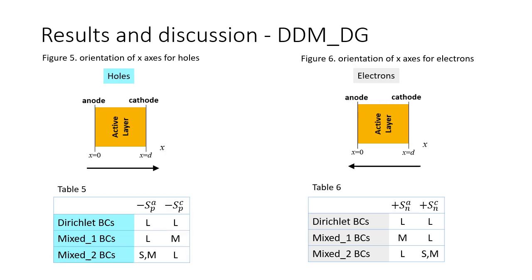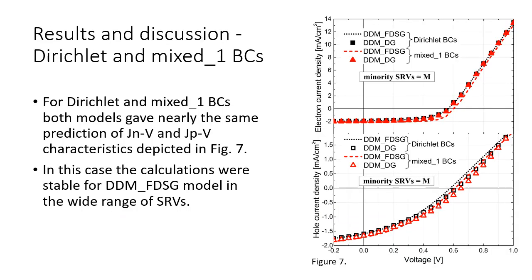The calculations for DDM-DG were the same as for DDM FDSG, except that the orientation of x-axis is not the same as it can be seen from figures 5 and 6. Figure 7 shows the JNV and JPV curves obtained for Dirichlet boundary conditions and for mixed 1 boundary conditions when SRVs for minority carriers are set to medium values.